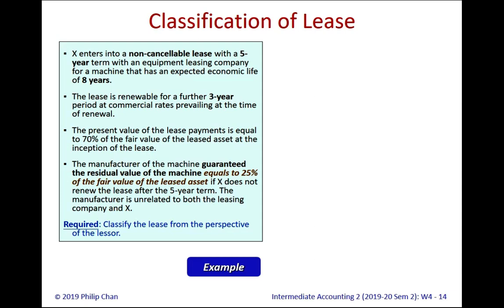which is a classification question. Classify the lease from the perspective of the lessor. Okay, X enters into a non-cancelable lease of a 5-year term with an equipment leasing company for a machine that has an expected economic life of 8 years. Okay, fair enough. 8 years of economic life, and the non-cancelable term is 5 years. Now, if we don't have a secondary period, we can compare the lease term with the economic life straight away. But before we make that conclusion, we should go through another bullet point before we move further.